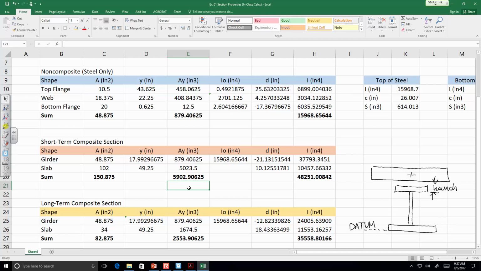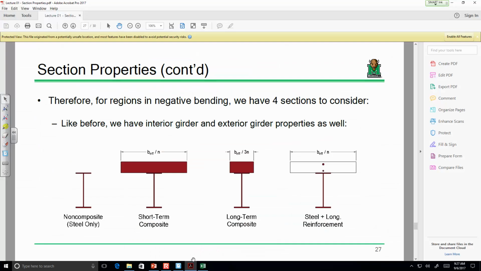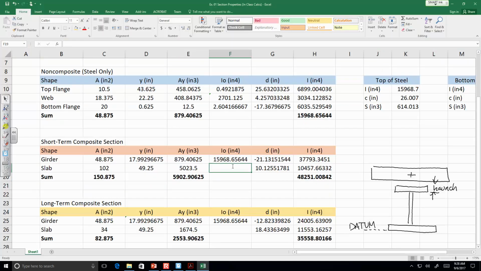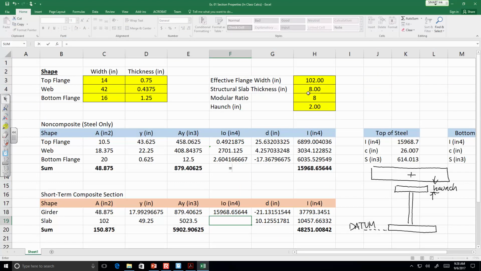Does that make sense? For moments of inertia, it is simply, let me go back here. So moments of inertia, it's the width times the thickness cubed over 12. The only difference is the width changes. So here, we have the width. So the width is that divided by the modular ratio times the thickness cubed divided by 12. Bam. And then everything else is filled out.